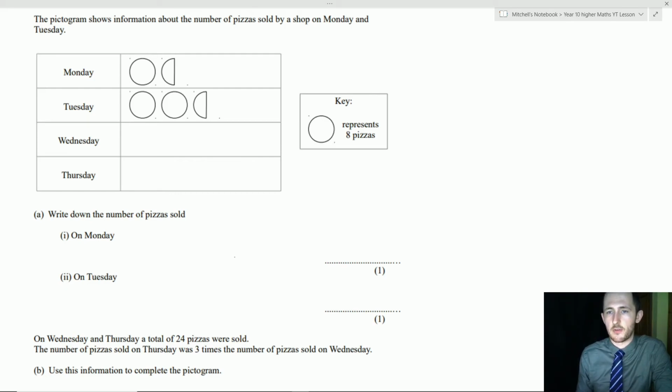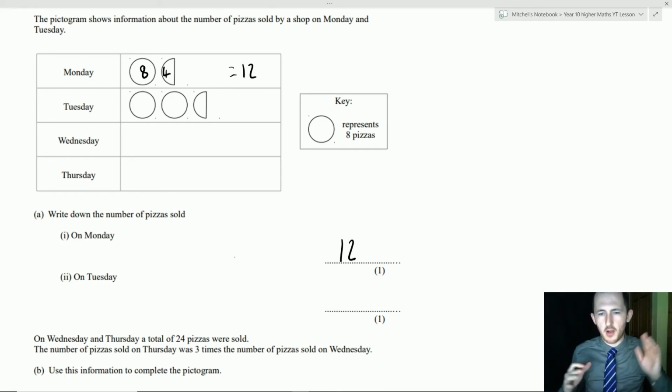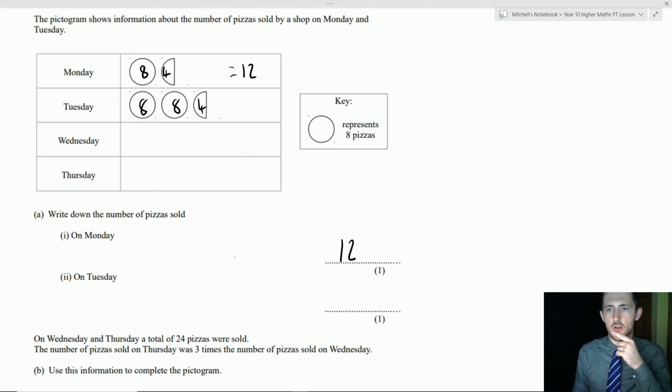Write down the number of pizzas sold on Monday. So we have one full one, which represents 8. So if a full one represents 8, then half of 1 should represent 4. So 8 plus 4 gives me 12. Fairly easy. You'll notice that the first part's a bit easy, work your way in, but the next part, you can already see there's a few sentences, looks a bit more complicated. On Tuesday, we have 8, 8, and 4. 8 and 8 is 16. Plus 4 gives me 20. Fantastic.